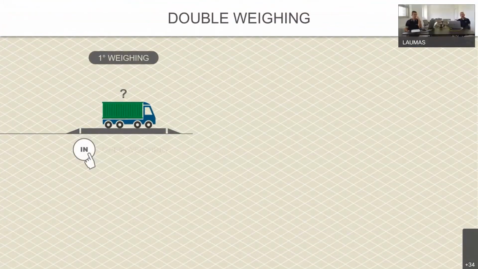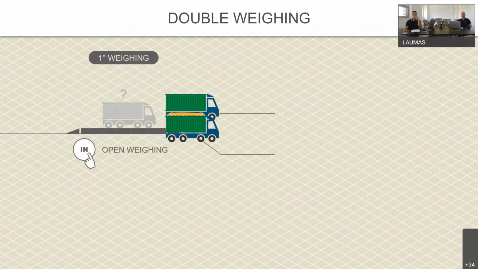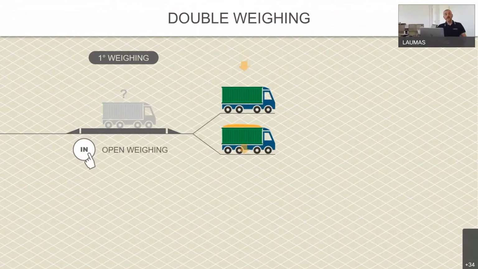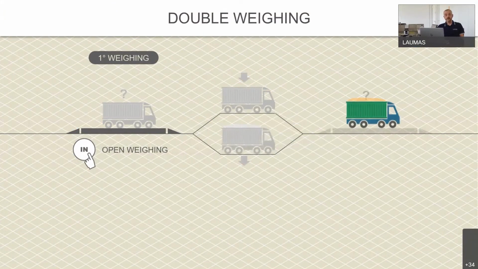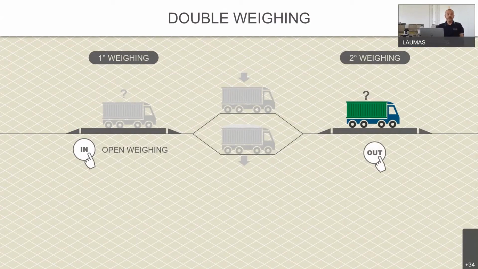The second mode of functioning is the double weighing. In this case, we haven't registered a predetermined tare weight in the database. Or, for example, we have a new truck that is not available in the database. And so, in this case, the double weighing is the right choice for the functioning method.